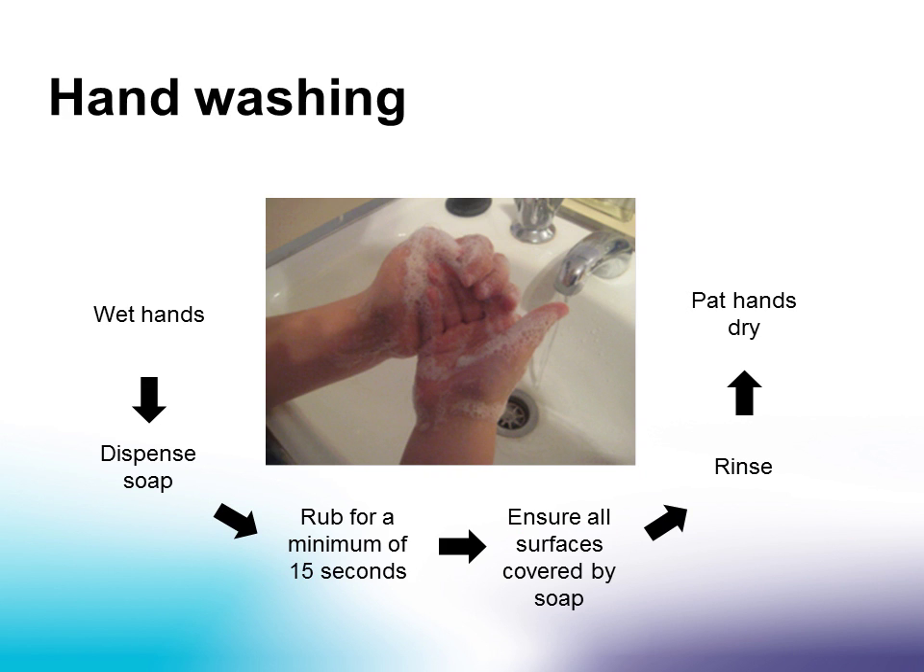To do a routine hand wash with soap and water, wet your hands under running water and apply the recommended amount of liquid soap. Rub your hands together for at least 15 seconds, ensuring all surfaces are covered with soap and water. In particular, your thumbs, the tips of your fingers, the webbing between your fingers and your wrists. Rinse the soap from your hands under running water and pat your hands dry with disposable paper towels.